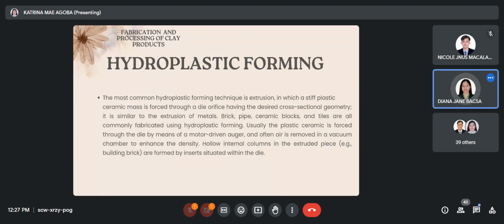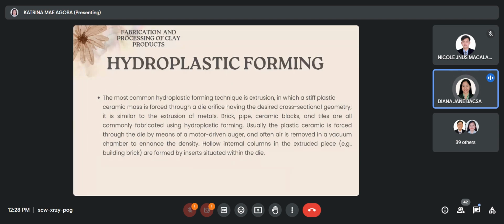So, hydroplastic forming. The most common hydroplastic forming technique is extrusion, in which a stiff plastic ceramic mass is forced through a die orifice having the desired cross-sectional geometry. It is similar to the extrusion of metals. For example po ng hydroplastic forming is brick, pipe, and ceramic blocks and tiles.